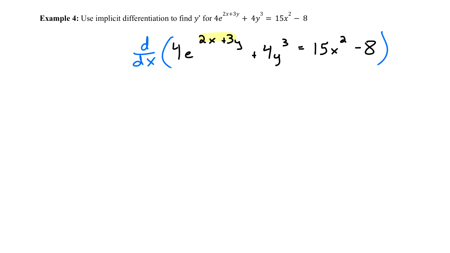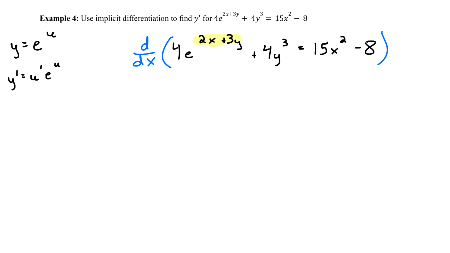Now when I look at this first term, this 4e to the 2x plus 3y power, hopefully we can look at this and think, hey, that kind of looks like a chain rule. And if you thought that, you are absolutely right. Remember the derivative rule for the chain rule, if we have, say, y equals e to the u power, the derivative of that would be y prime equals u prime times e to the u. So I'm going to have to multiply by the derivative of this power here when I take my derivative.